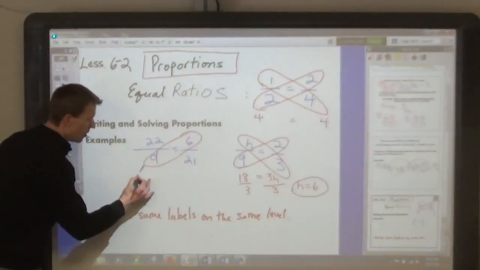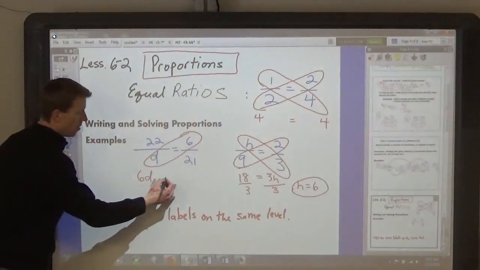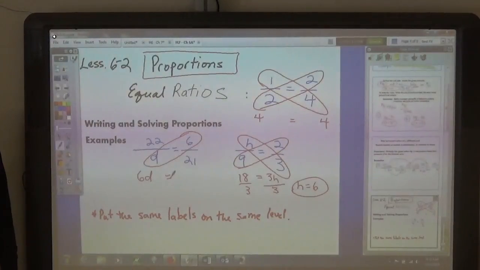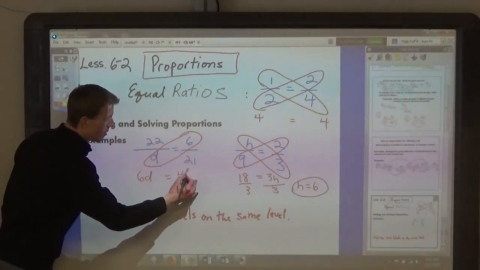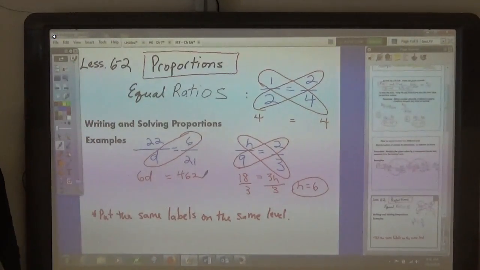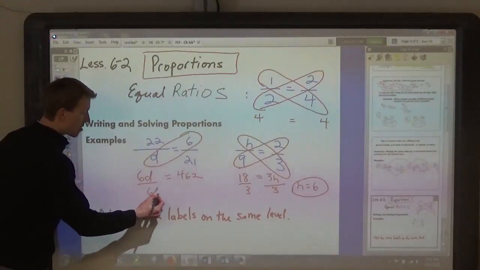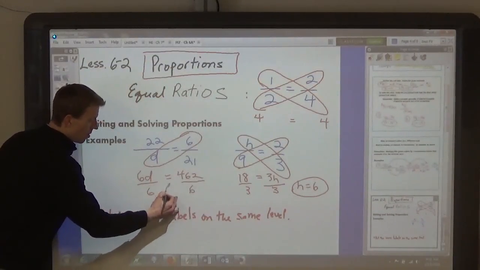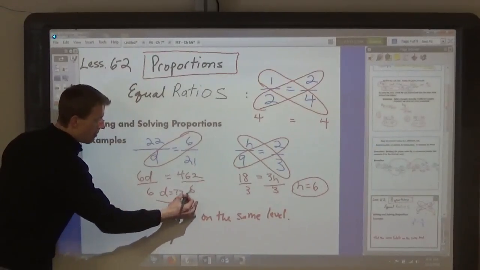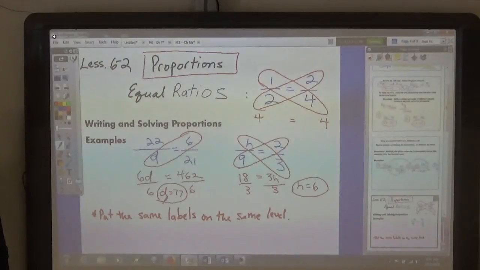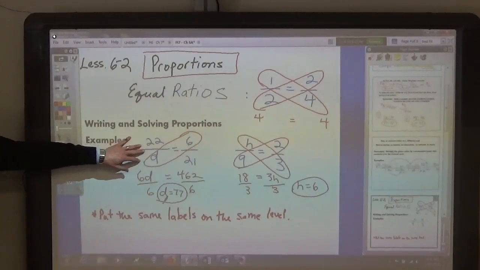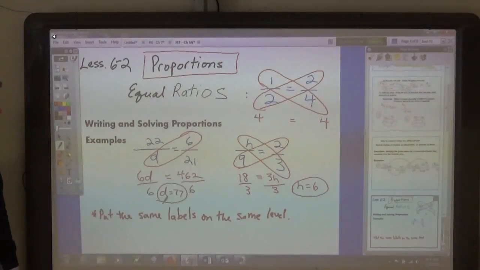6 times d, 6d. 22 times 21. What is that? 462. Divide both sides by 6. d equals 77. Okay. Any questions on writing and solving? Actually, just solving at this point. We're not writing proportions yet. Okay?